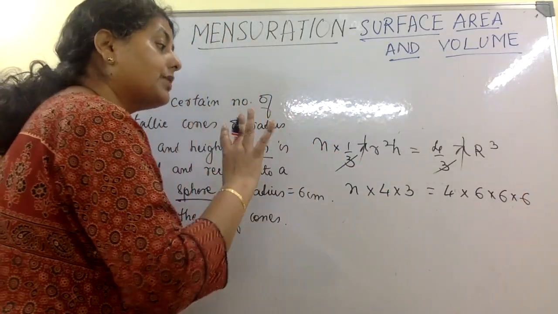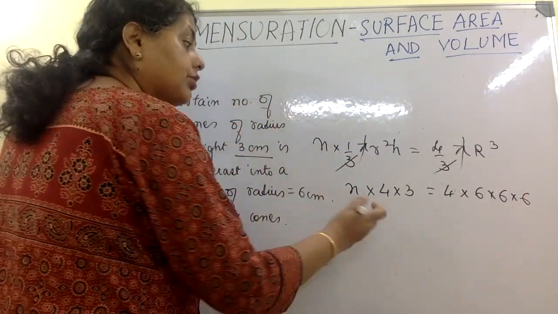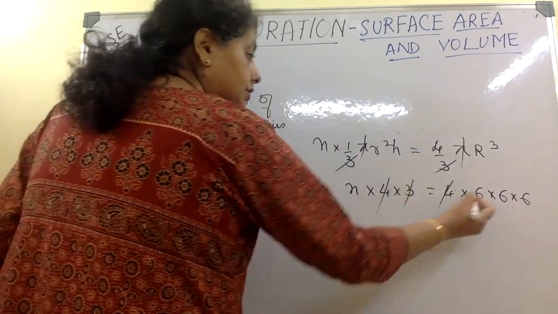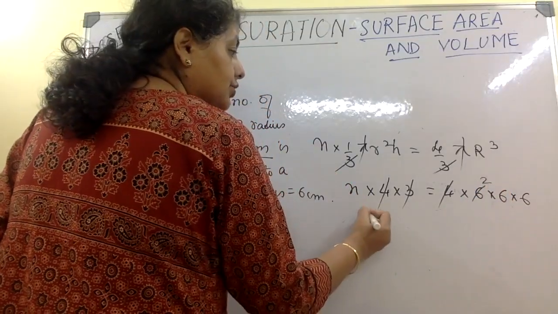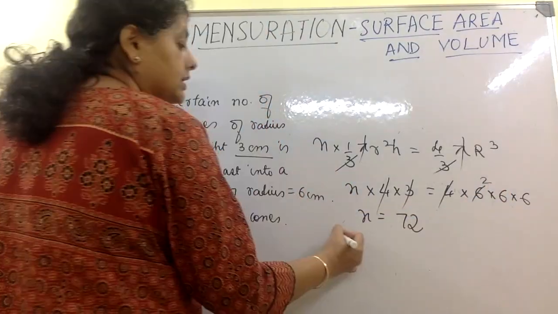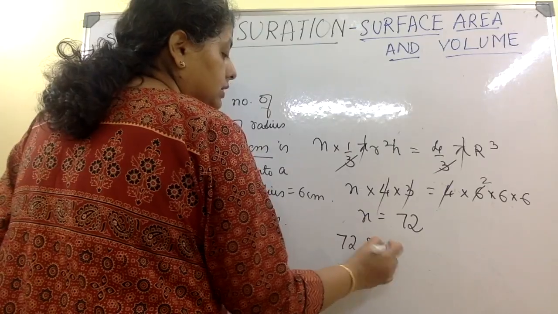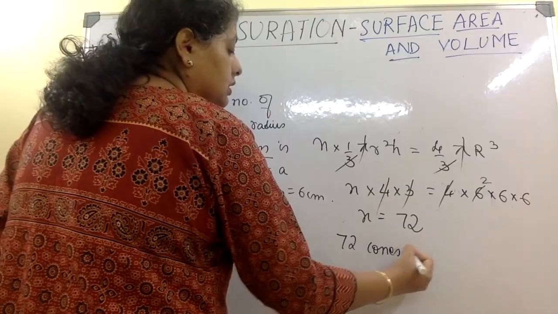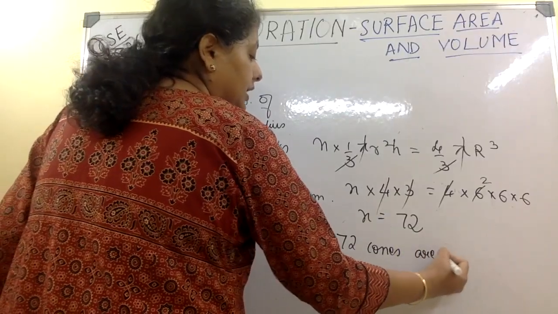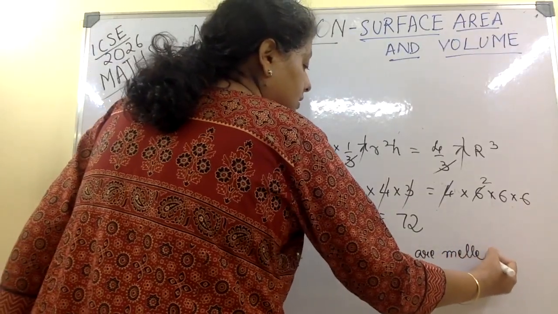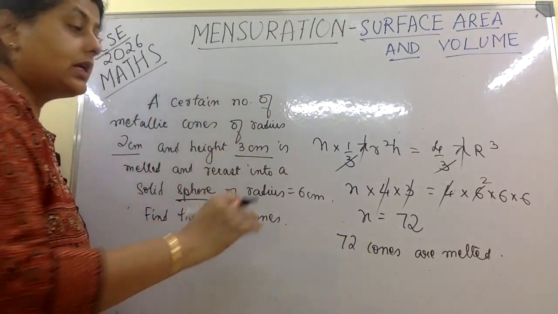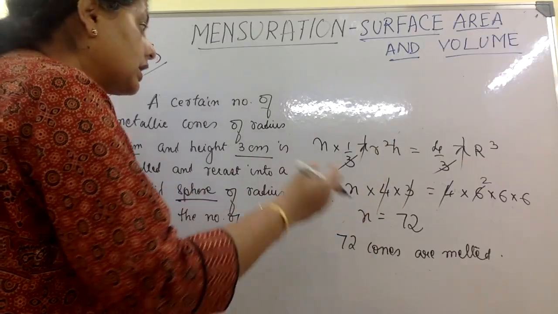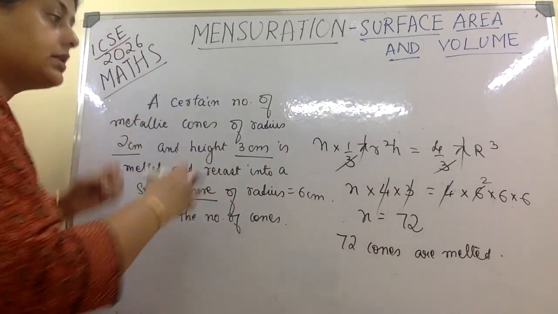No need to find 6 into 6 into 6, no multiplying. Please don't multiply when you are ultimately going to divide. Cut out the 4. The sum has become shortened. 3, 2. So n is equal to 72. 72 cones are melted. As you can see, this is a very common question. Why I took it up is only this super fast method of solving it. No making 216, no writing 22 by 7, nothing.